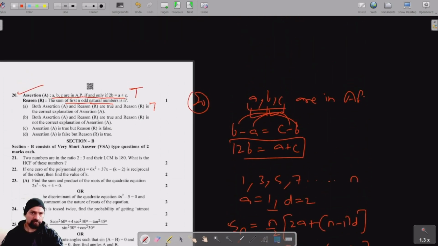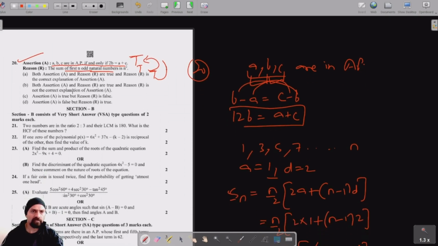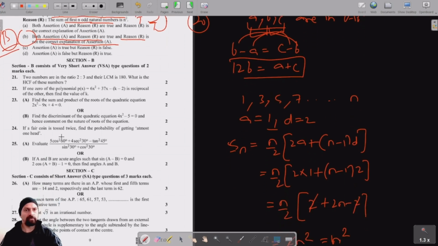Okay, so this is also true, but this is not the correct explanation of the first one. So both assertion and reason are true, and reason R is not the correct explanation of assertion A. So this is option B for question number 20.